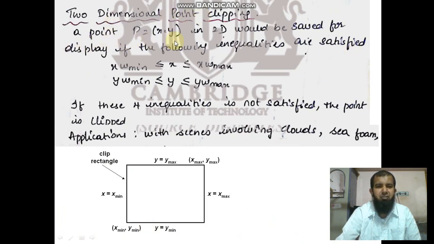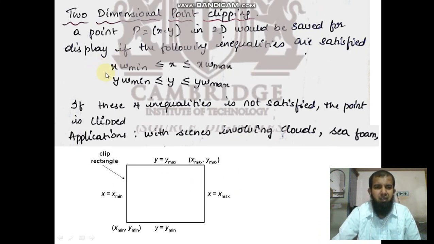Next, two-dimensional point clipping. A point P equal to x comma y in 2D would be saved for display if the following inequalities are satisfied. Assume there is one point within this rectangular window, here, x comma y. This point will display if it is between x min and x max and between y min and y max, then only the point will display. If the point is outside, then that point can't be displayed.